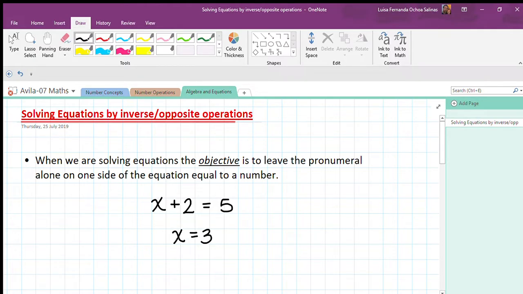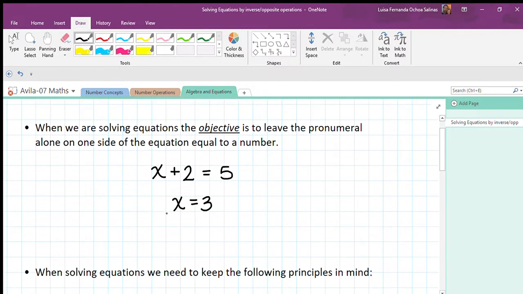The reason for x being equal to 3 is because the only value that x can take is 3 in order for this equation to be true. 3 plus 2 equals 5. So we just solved this equation by inspection. I'm sure that you have been doing things like this in primary school. But the thing is that not all equations are as simple as this one. So we are going to see today a method that can help us to solve any kind of equations.